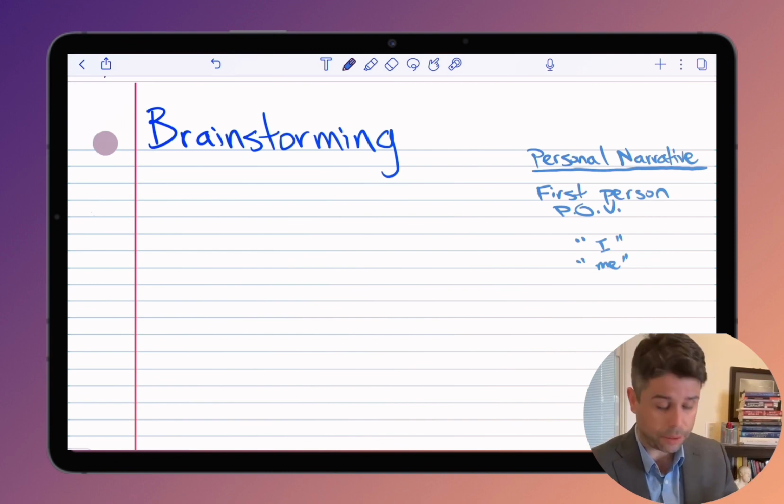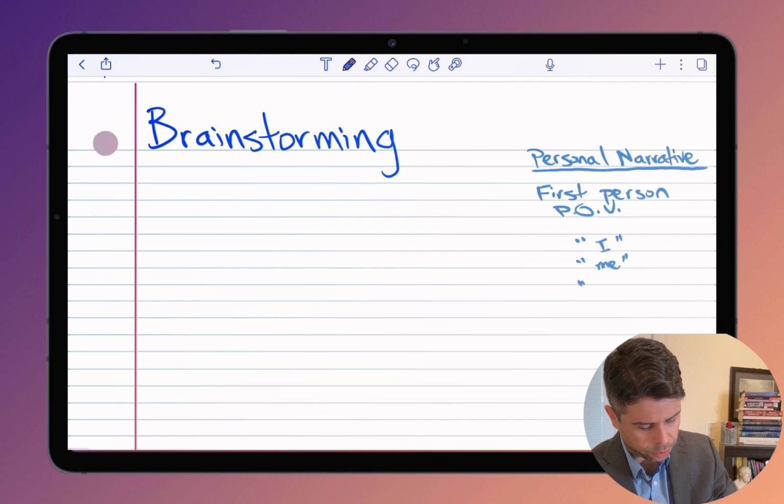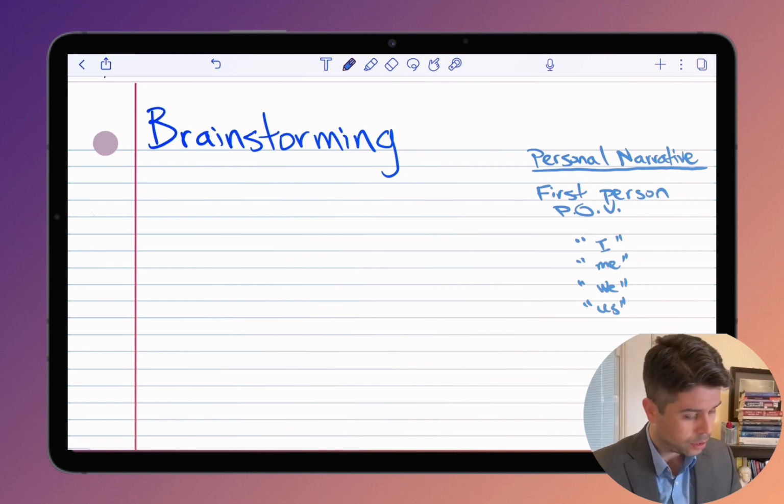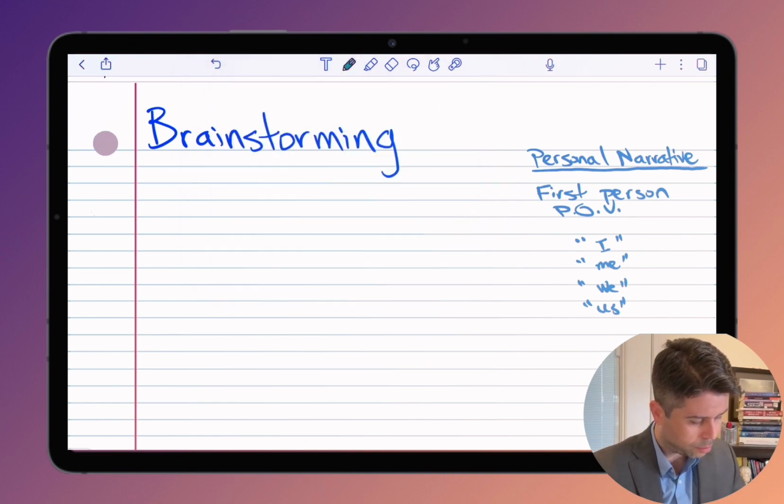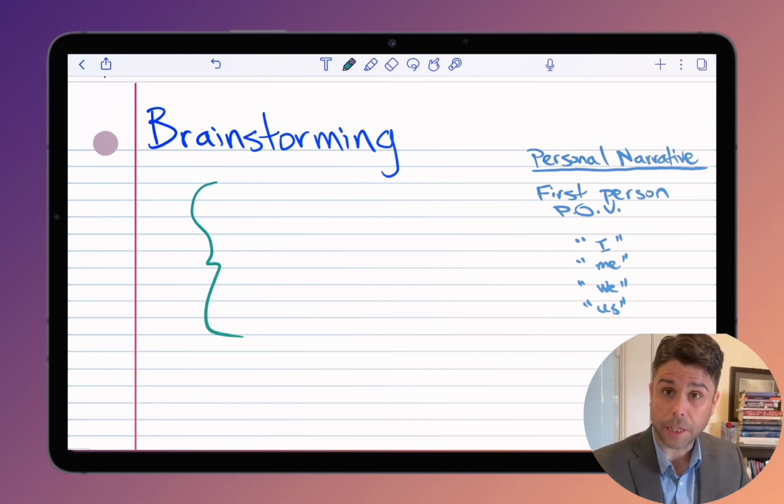Me, when you're describing things that happen to you, you may use other pronouns like we or us. These are all known as first person pronouns. So just to be clear on that. Now, when it comes to brainstorming, there are a few techniques that we might use. You may have heard of some of these before.